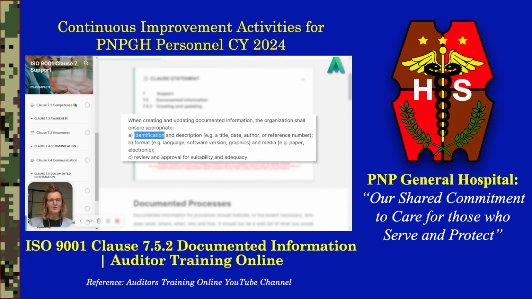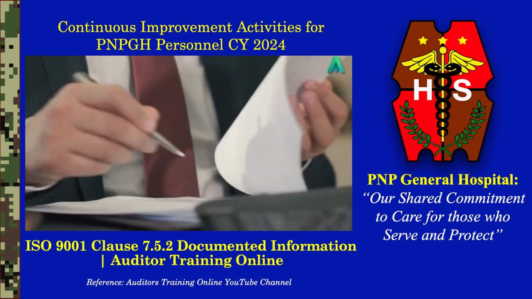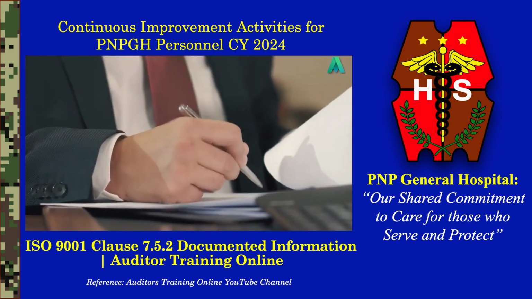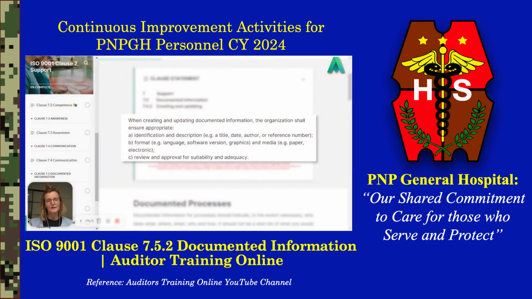This is what's mandatory: identification and description. So however you decide to do that, whether it be in the title, the date, a version number, revision number or reference number, that is up to you and the organisation. Okay, these are just some examples of what you might consider when you're determining what your identification and description is for your documented information.